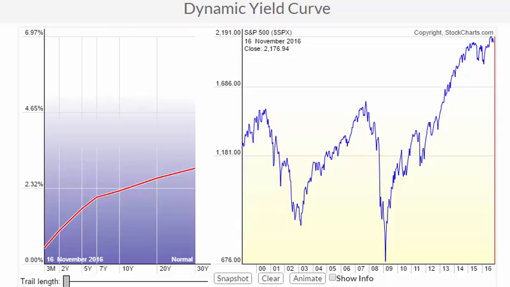And if you just watched an earlier video on the dynamic yield curve, I caught a couple of errors and I wanted to correct them, so I'm reposting this.